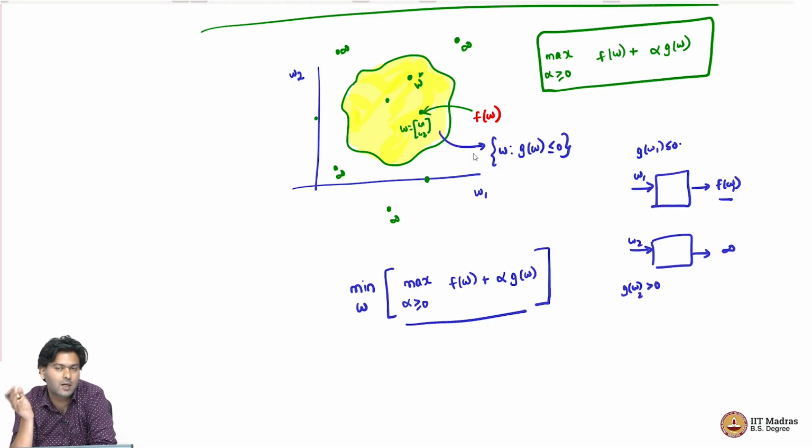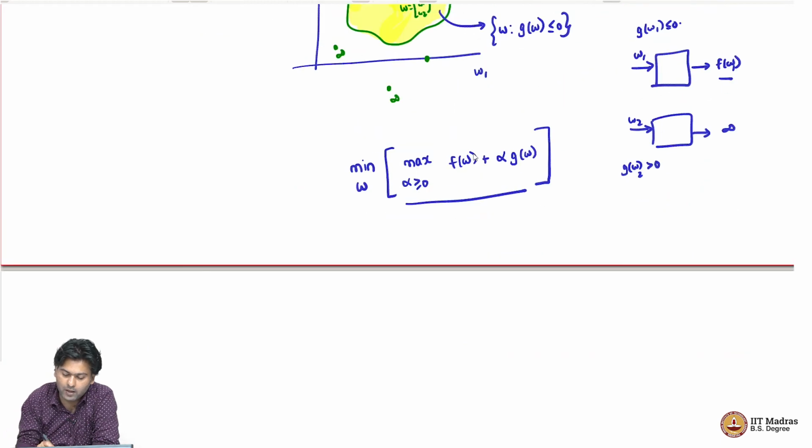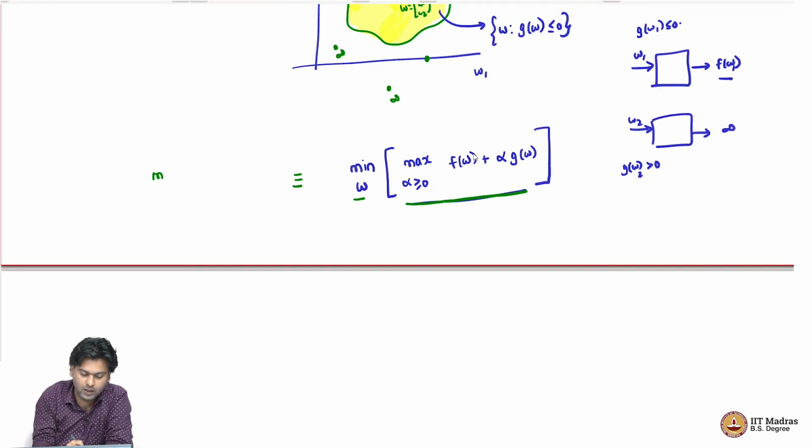Why? Because outside this shaded region this function evaluates to infinity, inside this shaded region it evaluates to f of w, and so this w star has the property that among all w's which are in the shaded region, it has the smallest value. But what are the w's which are in the shaded region? They are exactly the w's for which g of w is less than or equal to 0. Which means that if I try to find the minimum over w, maximum over alpha greater than or equal to 0, of f of w plus alpha g of w, this is equivalent to finding that w which minimizes f of w in the shaded region where g of w is less than or equal to 0.